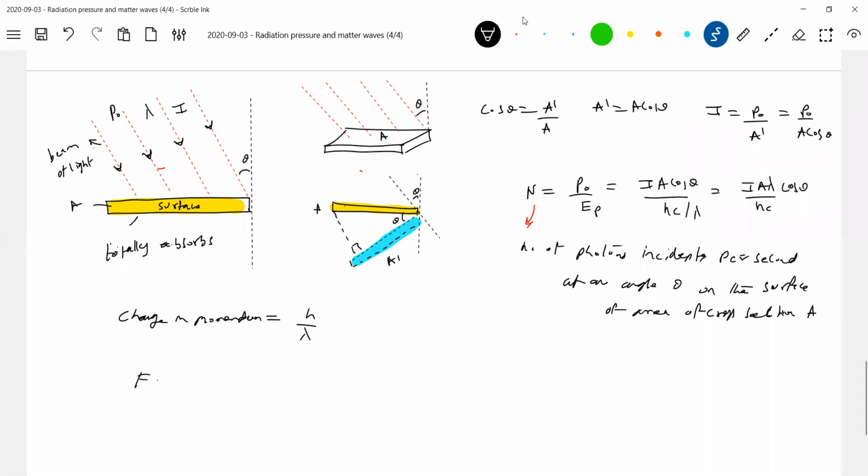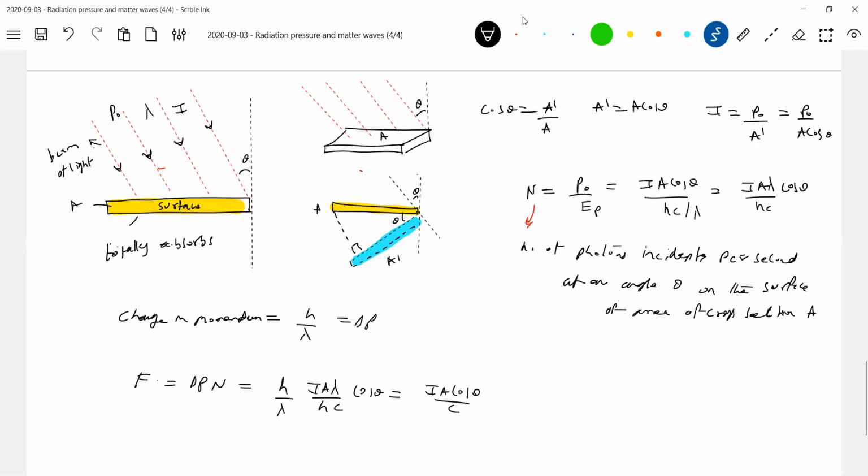Let me write directly. So this is the change in momentum. So this should be equal to delta P into N, H by lambda, which is equal to IA lambda by HC cos theta. So this is the force. How will this force act?